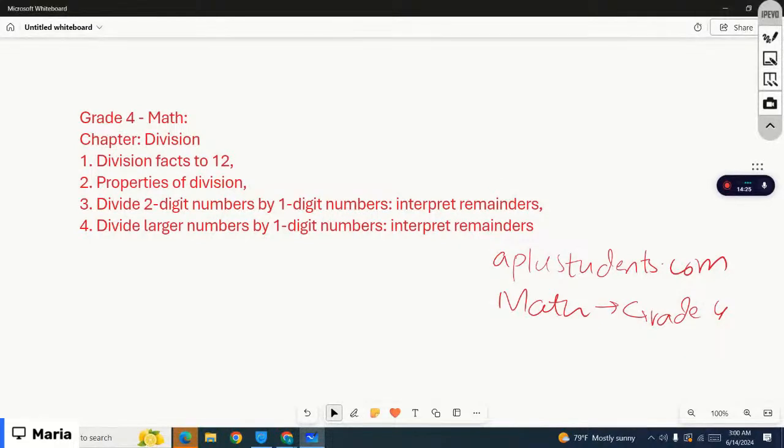The chapter is division. The lessons we're going to cover today are division facts to 12, properties of division, divide two-digit number by one-digit numbers, interpret remainders, divide larger number by one-digit numbers, and interpret remainders. Please make sure you have your notebook and pencil so that you can note down the important examples and definitions as well.